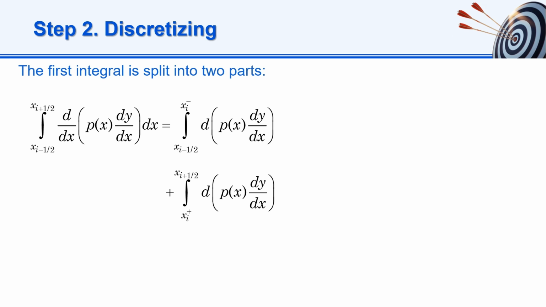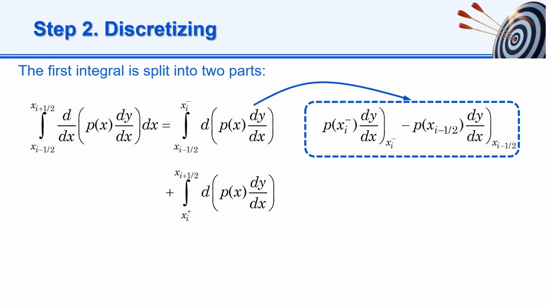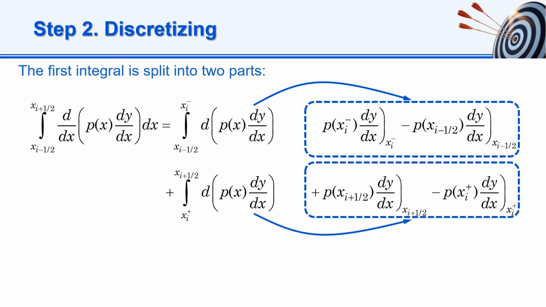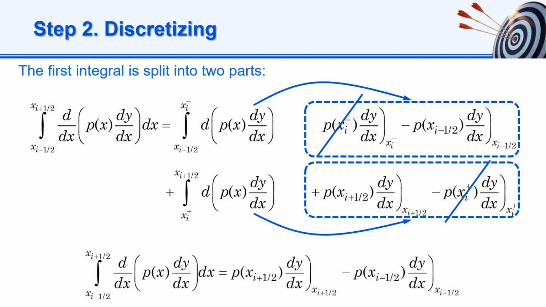The first integral is split into two parts. The fluxes from the left and right sides of the interior surface cancel each other out due to the continuity of fluxes. Then we are left with the derivatives to be evaluated at the cell midpoints.